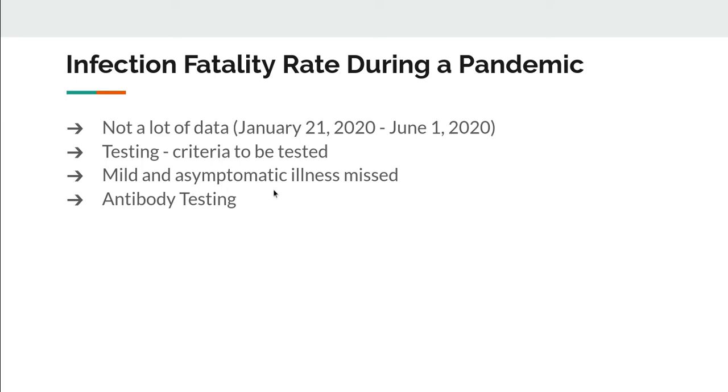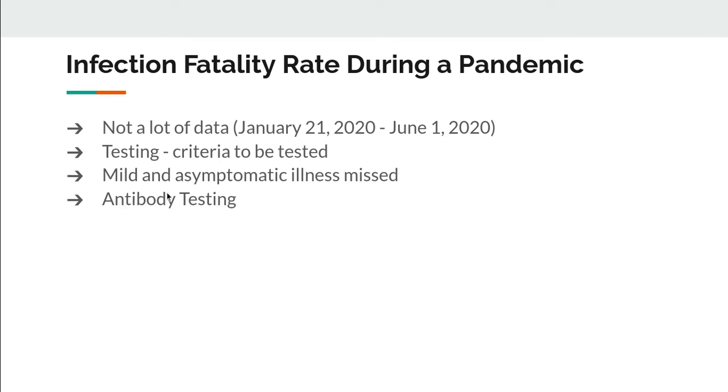These illnesses are probably not being counted as infections, because if you just think you have a cold or you're not showing any symptoms at all, why would you get tested for coronavirus? So that's one of the things we have to consider is the infection fatality rate. When we talk about infections, we're only talking about the really sick people right now that have been in the hospital.